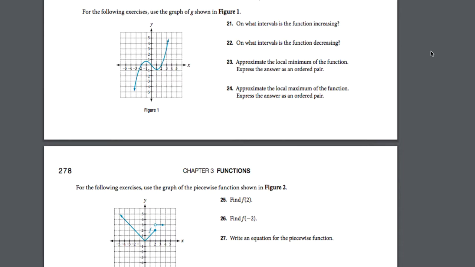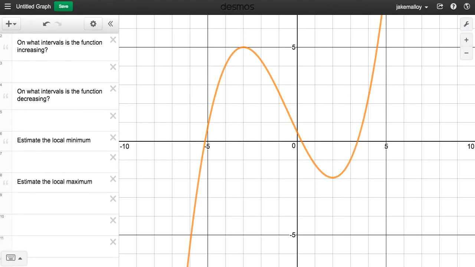So this video is going to be based on 21, 22, 23, 24 through 27 of our practice exam. So I'm going to take a graph. This is slightly different from the graph in the exam, but we're going to look at on what intervals is the function increasing, on what intervals is it decreasing, and we're going to estimate the local minimum and maximum.